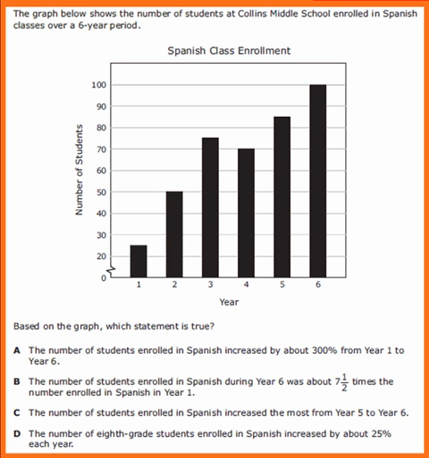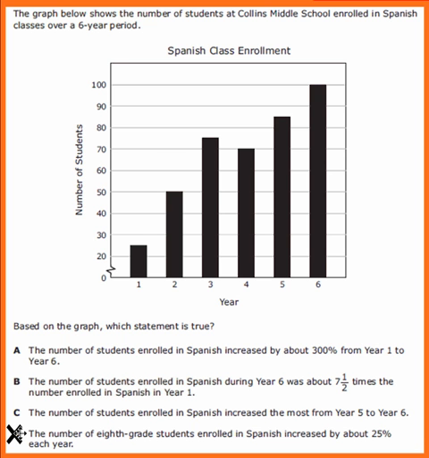one of those statements. Looking again at which one I can eliminate first, I would eliminate D first because it says the number of 8th grade students enrolled in Spanish increased by 25% each year. If you look at the graph, there are dips in the graph between year 3 and 4. So there was not an increase every year. We don't even have to look at the 25% piece because there was a decrease between year 3 and 4.